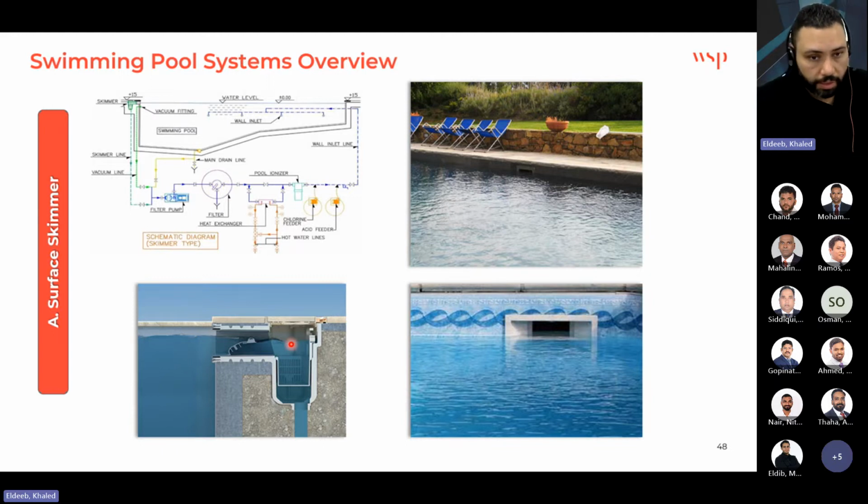This filter has something called a multi-port valve with 7 positions. I will show you every single position, how it works, and how to control the dirt in this filter, and what the proper operation is, how to size it properly, not oversized or undersized. We will do proper material selection for this.